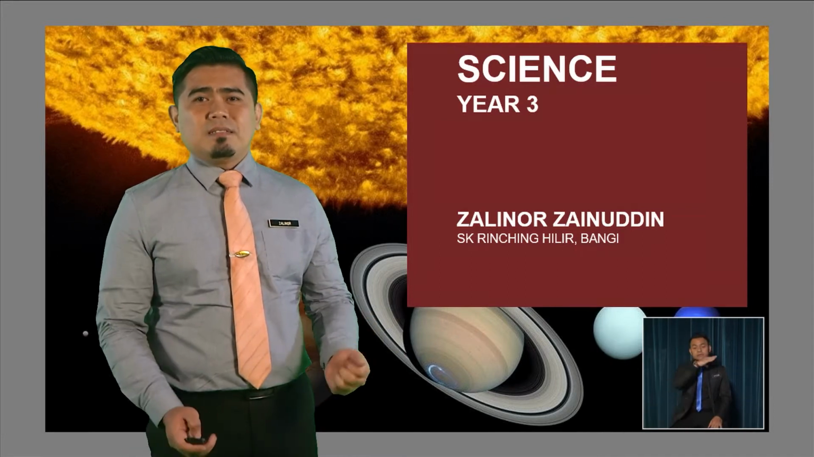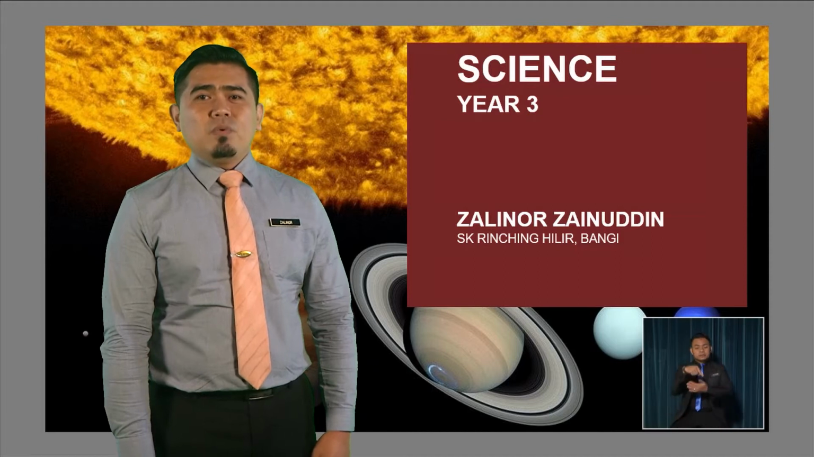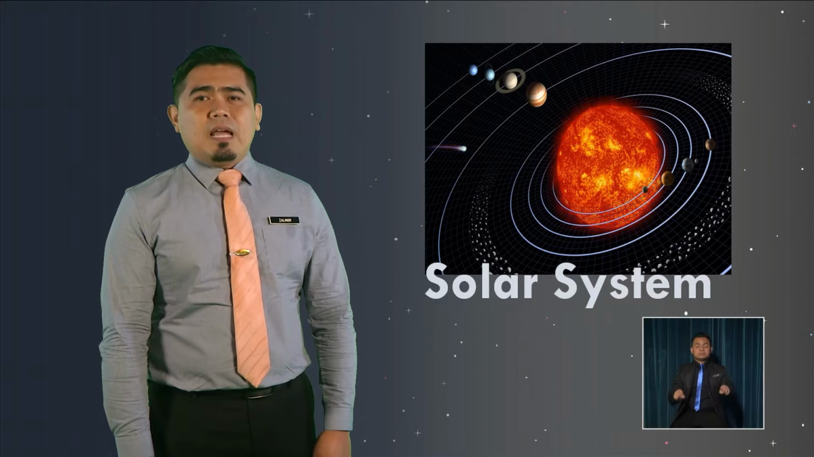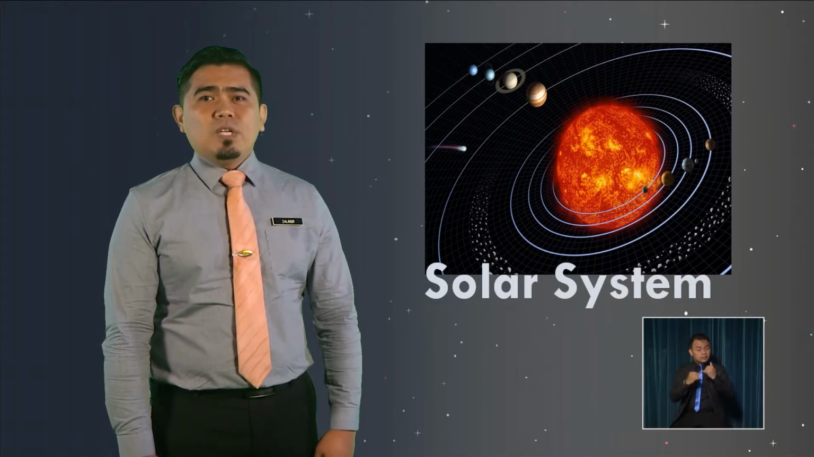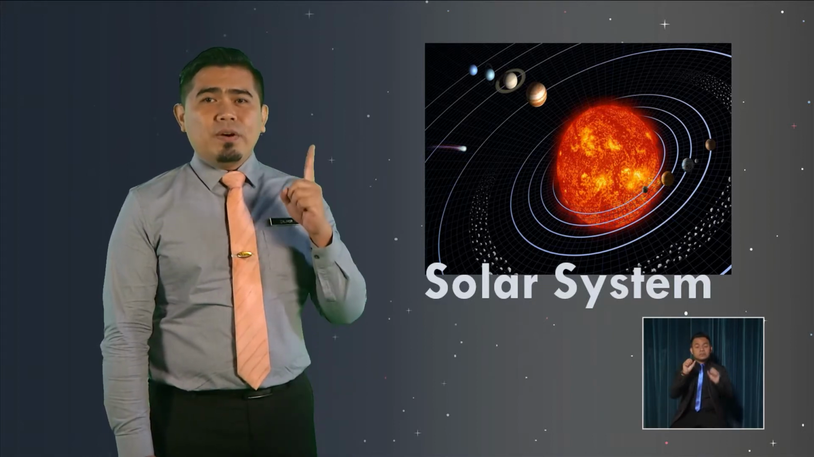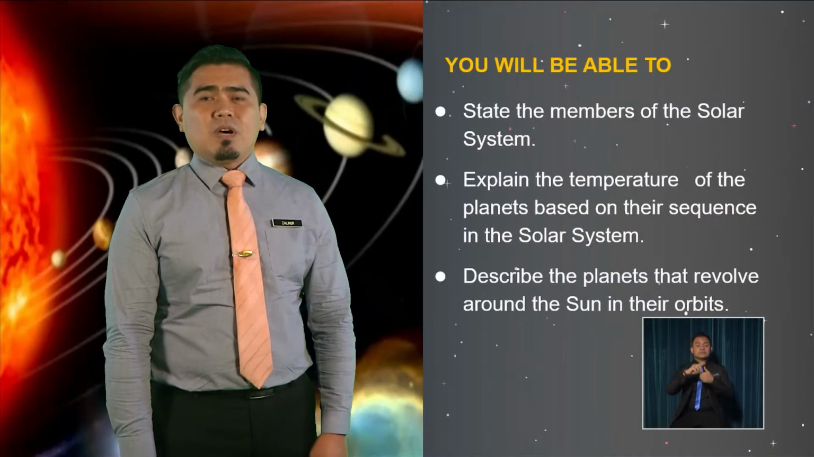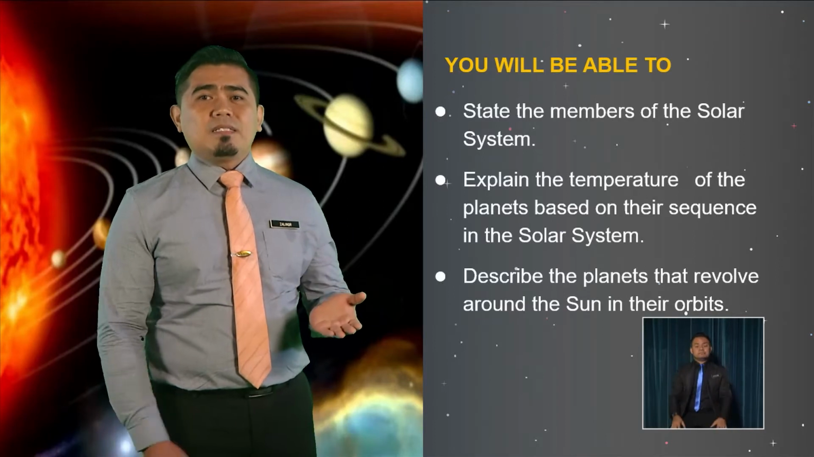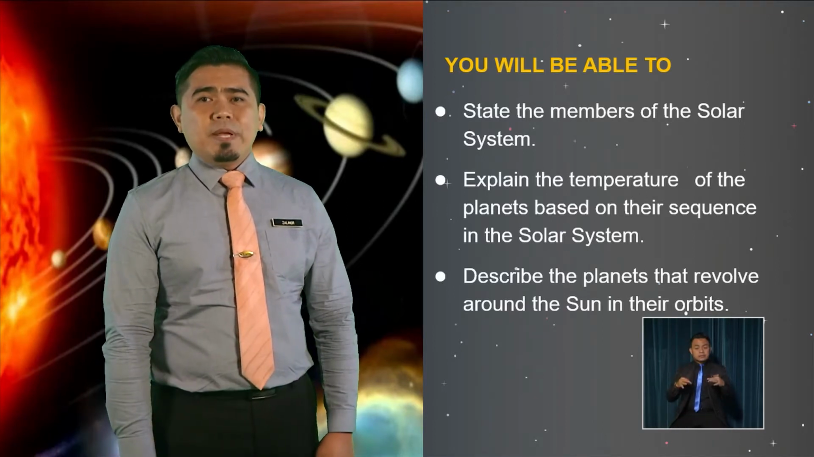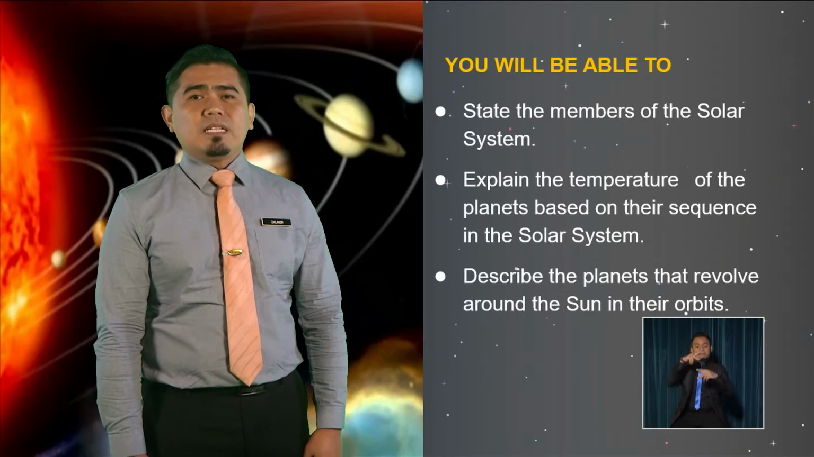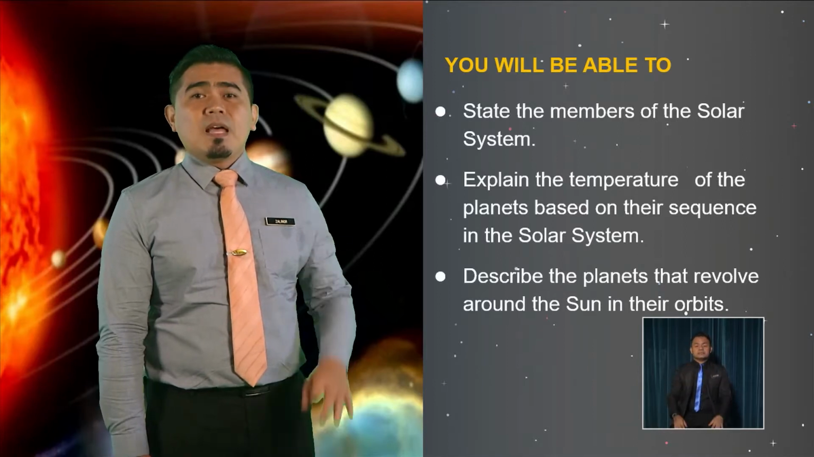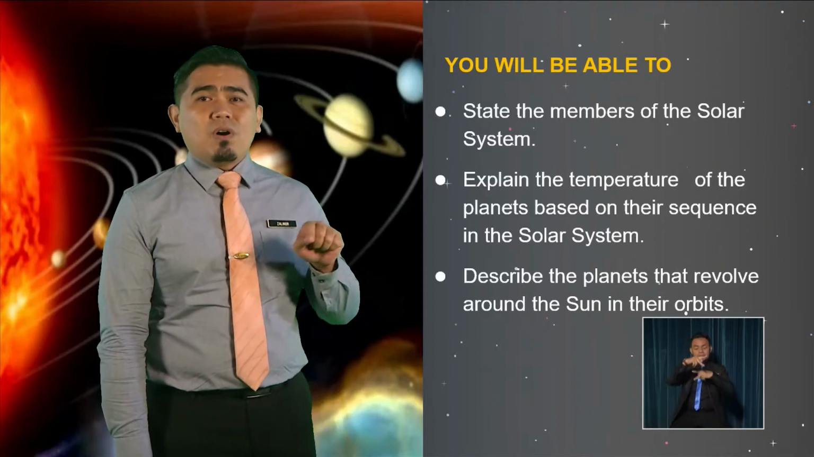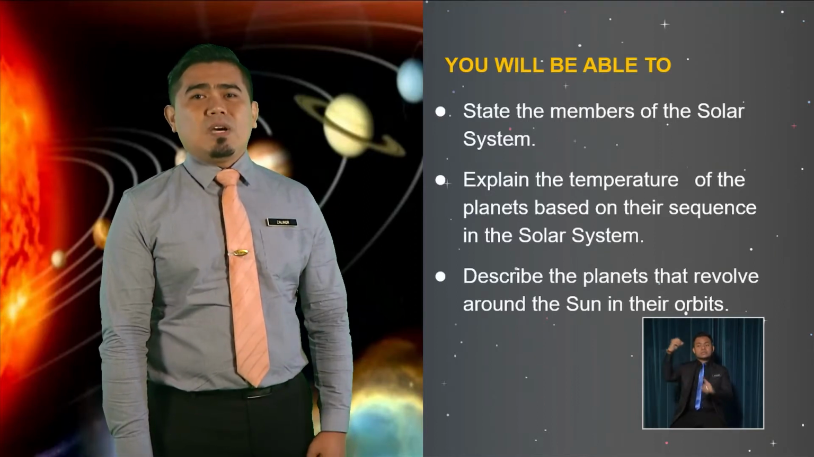Boys and girls, in today's lesson, you will learn about the solar system. At the end of today's lesson, you will be able to first, state the members of the solar system. Second, explain the temperature of the planets based on their sequence in the solar system. Third, describe the planets that revolve around the sun in their orbits.